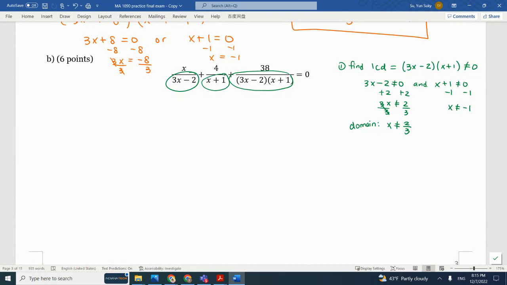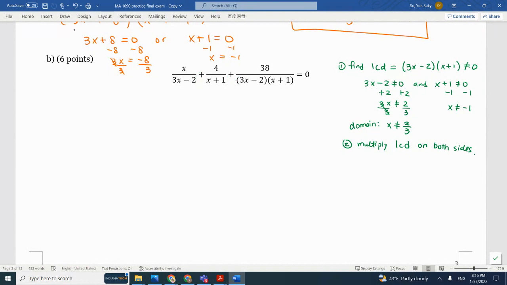Okay, and then we continue, right? So that was the first step. The second step, we multiply the least common denominator on both sides. Which means on one side you're going to multiply the least common denominator for each term. Okay, so a term is separated by plus or minus.